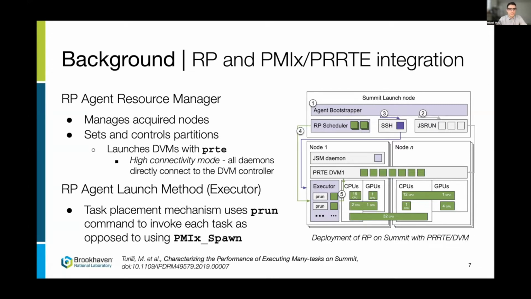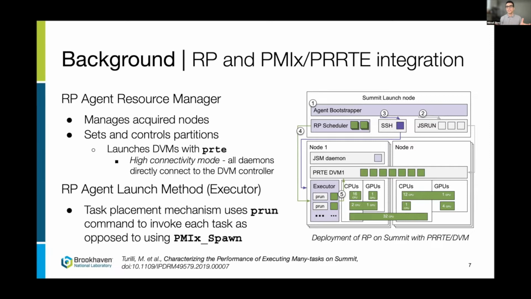We did have our initial study when we had just one DVM, like in previous releases of PRRTE. That was a study about running homogeneous tasks using just one DVM, and a performance evaluation was made comparing it to using not PRRTE but JSRun. So this is the part about the resource manager, and then we have a launch method that is part of the executor.